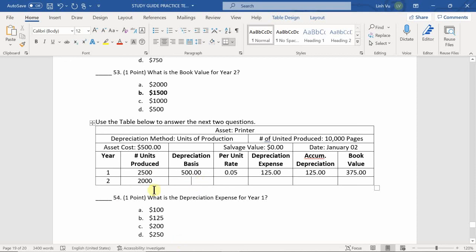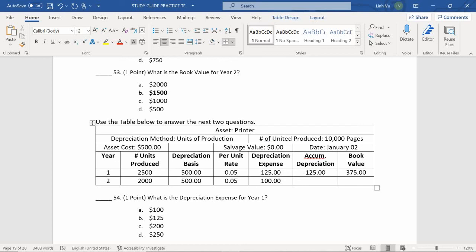So here you go. What's my depreciation basis for year 2? It's the same amount. Yes, it's the same amount. Good. And the rate is the same. Good. Now we have 2,000 times 0.05. It is 100.